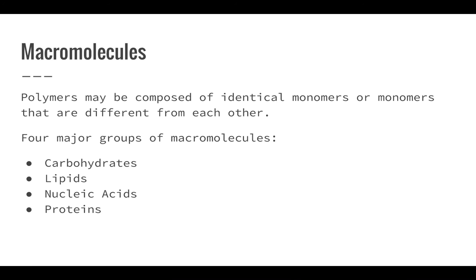And there are 4 major groups of macromolecules: carbohydrates, lipids, nucleic acids, and proteins. We're going to spend most of our time here in this first go around with biochemistry, talking about carbs, lipids, and proteins. Nucleic acids will really drive that point home when we talk about cellular energy and when we talk about DNA and RNA later in the year.